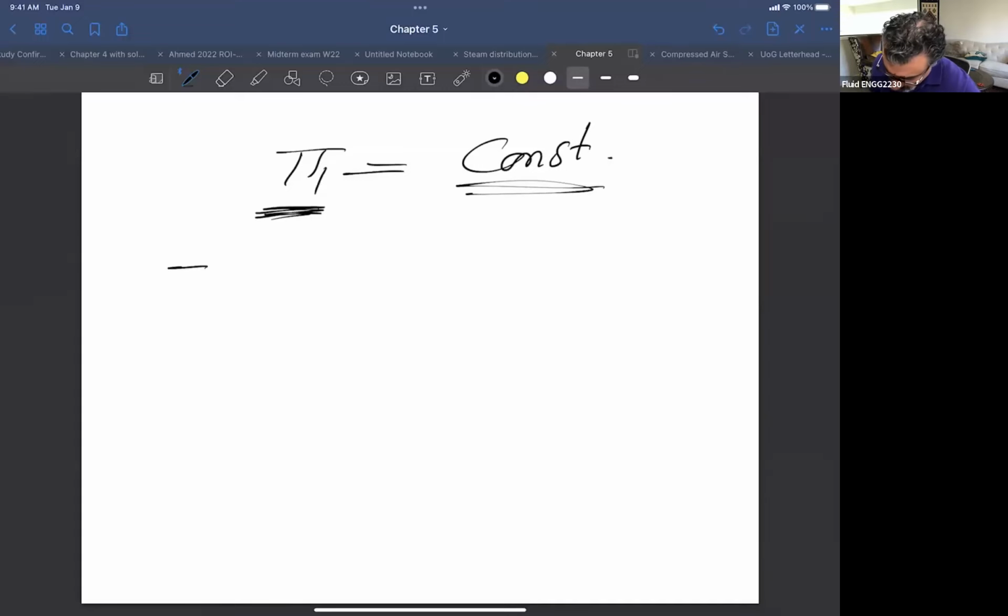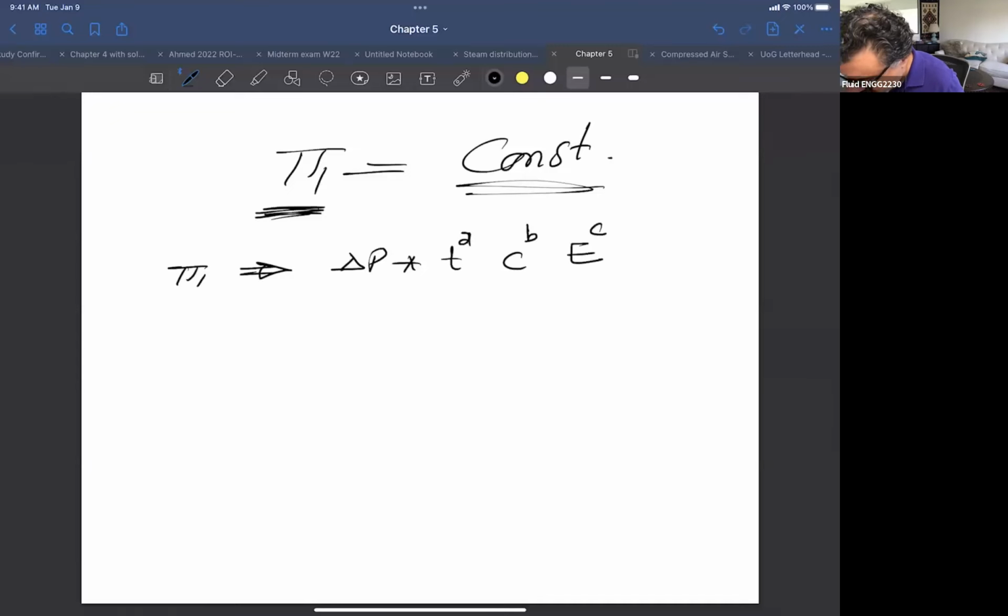If you remember, in order to generate this Pi 1, we say that basically delta B times the other repeated variables. You have no choice. The other 3 repeated variables, because the number of repeated variables is equal to m, so m here is 3. That means you have to select the other 3, so it's going to be t to the power a, c to the power b, and E to the power c, and we do the exercise that we did last time.